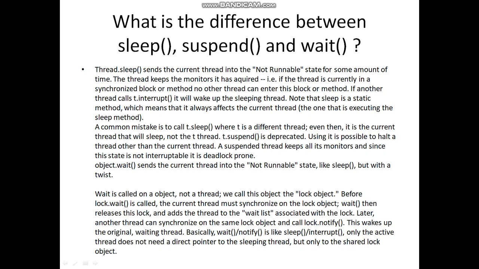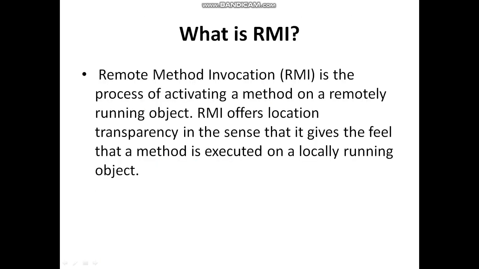When wait is called, the current thread must be synchronized on the lock object. Wait then releases this lock and adds the thread to the wait list associated with the lock. And what is suspend? A suspended thread keeps all the monitors, and since this is not interruptible, it is deadlock prone. So now the next question is, what is RMI?